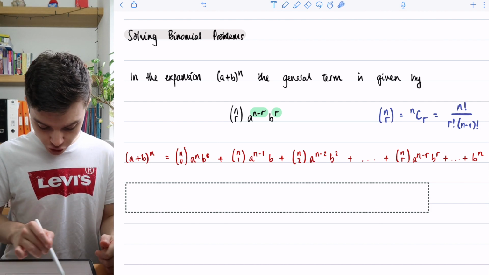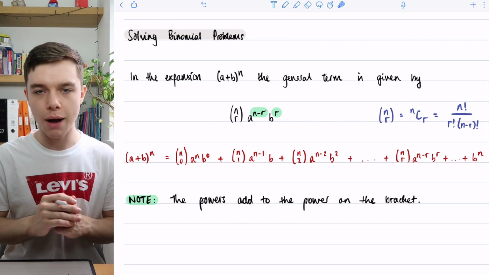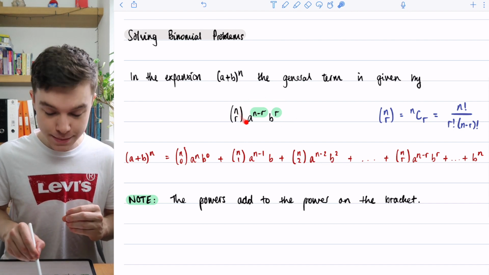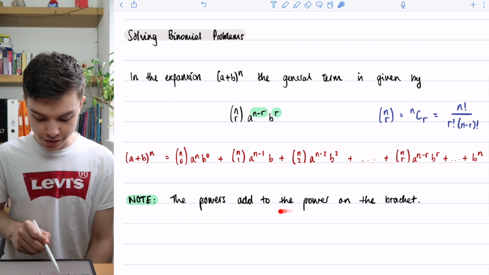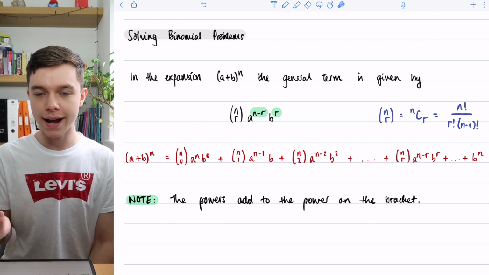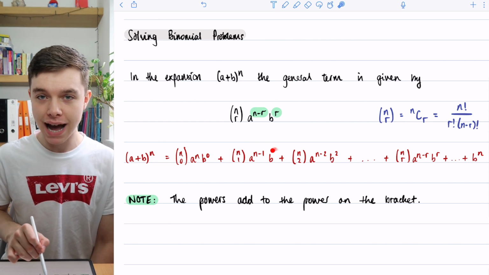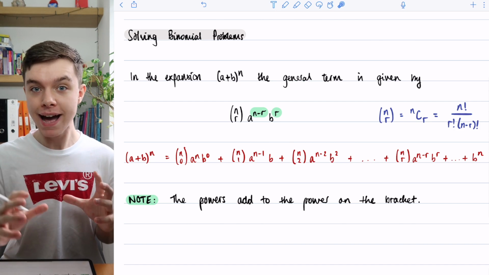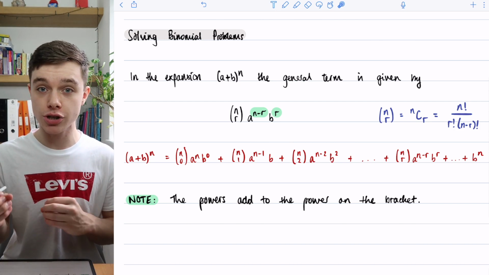So then this is the full expansion like I said, and just have a look under here. I want you to just note why I've highlighted these powers in green. And that is because the powers add to the power on the bracket. Whenever you do your expansion, the power on the a and the power on the b must add to give you the power that is on the bracket. If it doesn't, then you've done your expansion wrong.